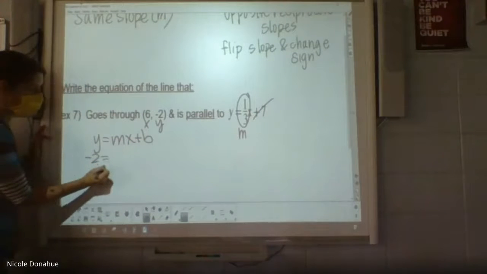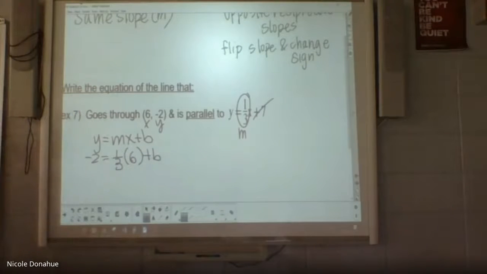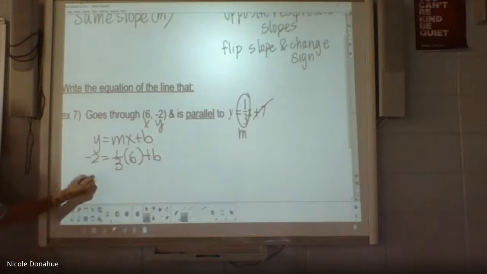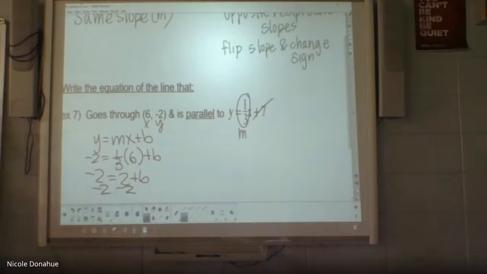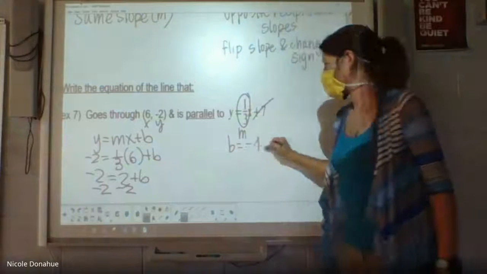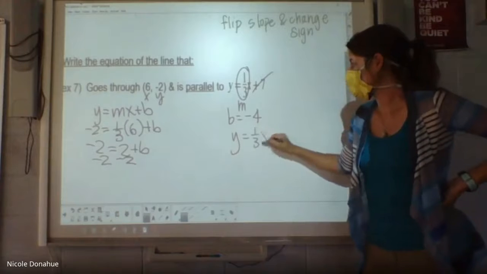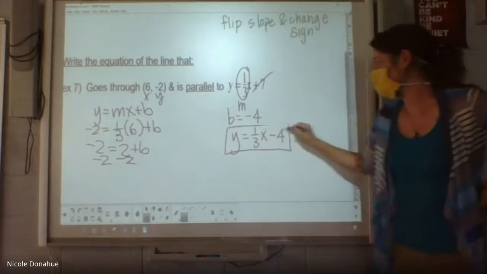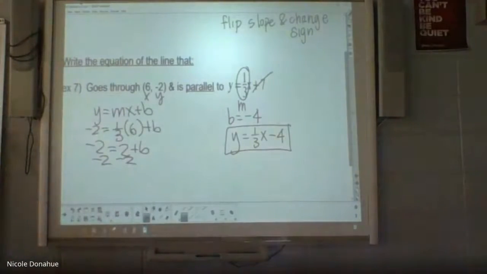So -2 = m, which is 1/3, times x, which is 6, plus our b. So 1/3 of 6 ends up being 2. So we can subtract 2, and we end up with b is -4. And so for my new line, y = 1/3 x - 4. That would be the line that's parallel to the one we see there but goes through (6, -2).